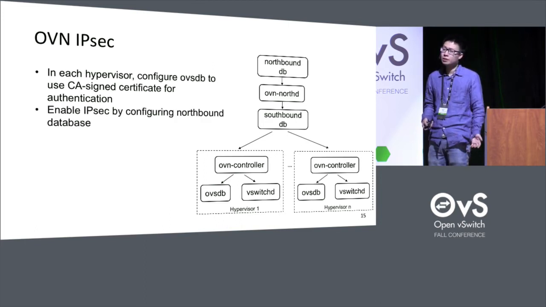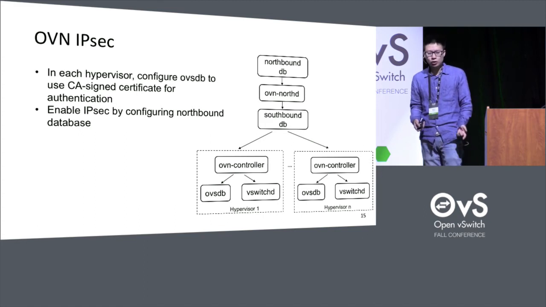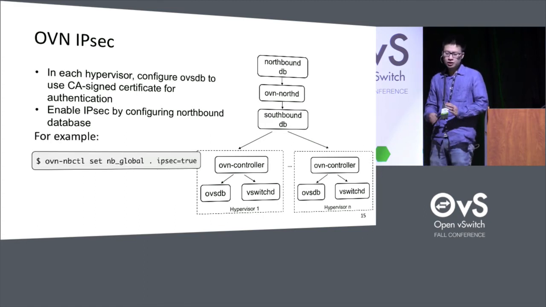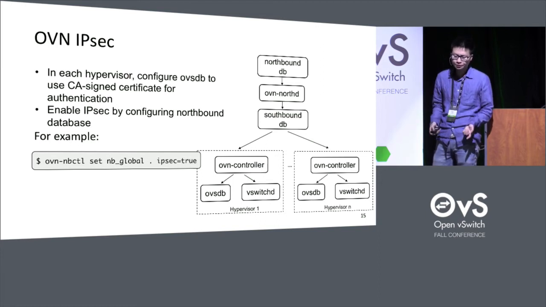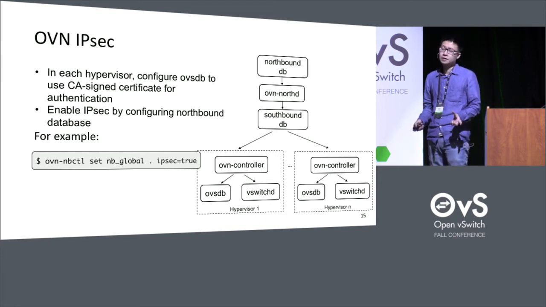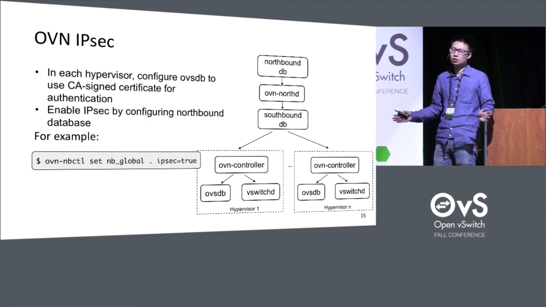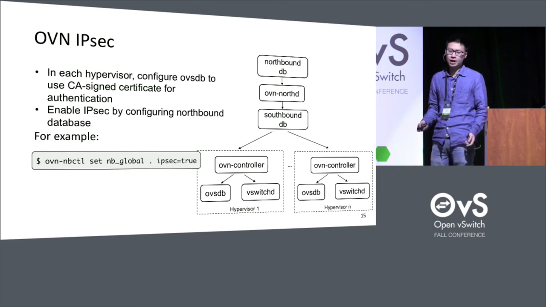If you want to enable IPSEC encryption, you just need to use the OVN northbound ovn-nbctl command to set the ipsec field to true in the northbound NB global table. So if IPSEC is turned on, then all the tunnel traffic, all the GENEVE tunnel traffic, will be encrypted. And if you turn it off, that traffic will not be encrypted by IPSEC.